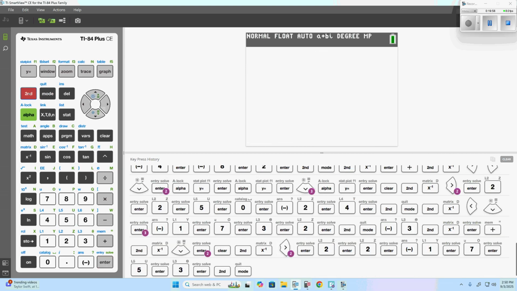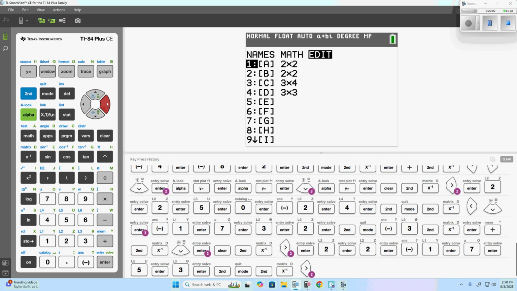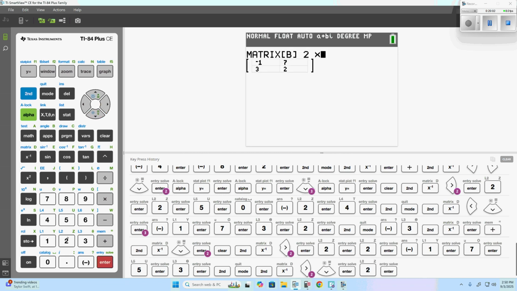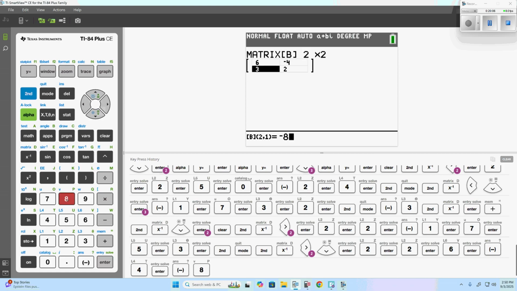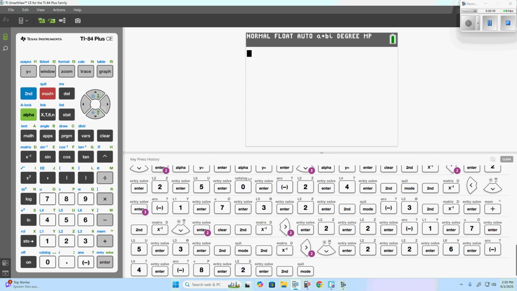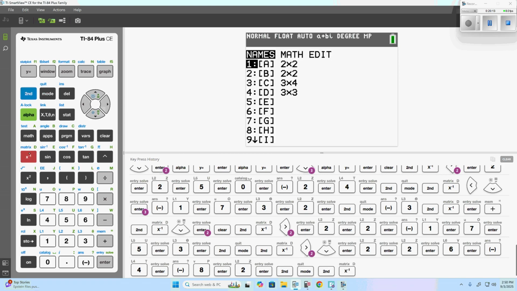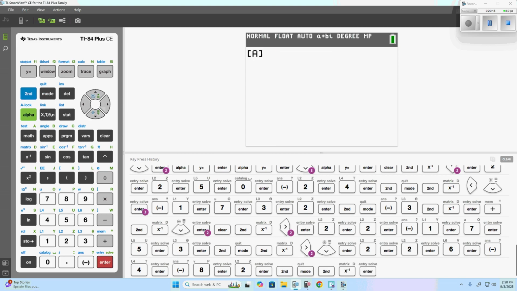Second quit, second matrix, over to edit. We'll go down to B. It is also a 2 by 2. 6, negative 4, negative 8, 2. And once we get them typed in, we need to recall them. So the name slot lets us recall it. So we'll say A plus second matrix B.